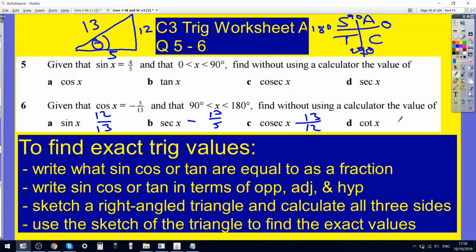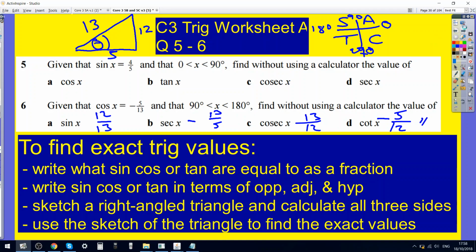So TOA is opposite over adjacent, so that's tan x. Cot x is adjacent over opposite, so minus 5 over 12. That's it. Brilliant. Any questions there? Nope. You did great, Saba.